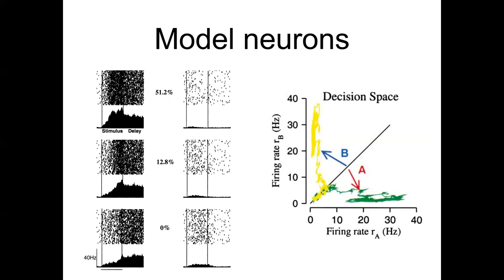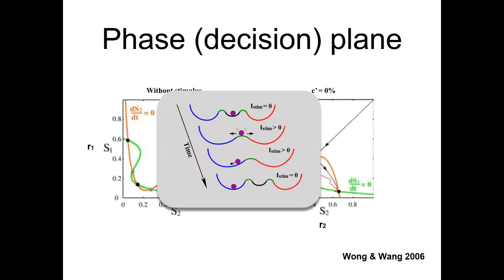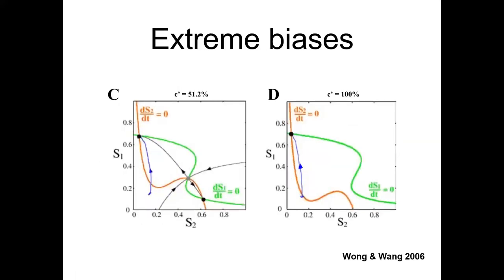So this is very like LIP neurons. When the LIP neurons' firing rate reaches a certain threshold, a choice is being made. So basically, this is the idea of how to use attractor networks to model decision making.